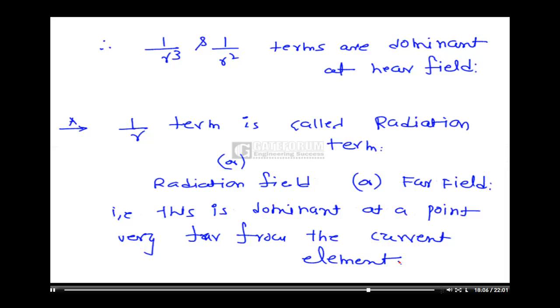So these three terms are very important. The first one is the 1 by r cube term, which is called the electrostatic field term, dominant very near to the antenna. The 1 by r square term is called the inductive field, also dominant close to the antenna. These 1 by r cube and 1 by r square terms are dominant at the near field, so they are also called near field terms. The 1 by r term is called the radiation field, which is dominant very far from the antenna.